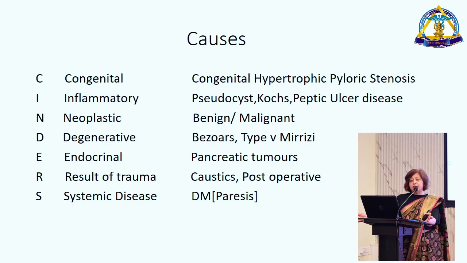And when we talk about degenerative diseases, there are bezoars within the stomach, and Mersey syndrome, where a gallstone compresses on the common bile duct or nearby viscera, and may erode into it or just compress upon it. Endocrine causes include pancreatic tumors, trauma, ingestion of caustics, post-operative causes, and diabetes mellitus is a common systemic disease which can lead to gastric outlet obstruction.